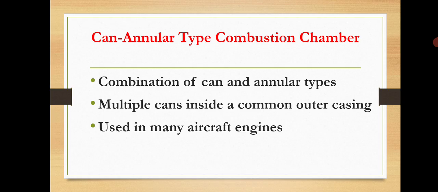Next one is can annular type combustion chamber. A can annular combustion chamber is a hybrid design that combines features of both can type and annular type combustion chamber. First point, combination of can and annular type.